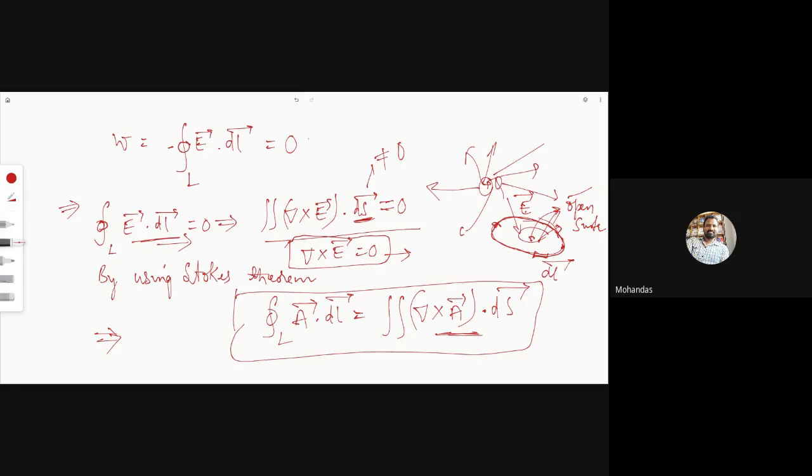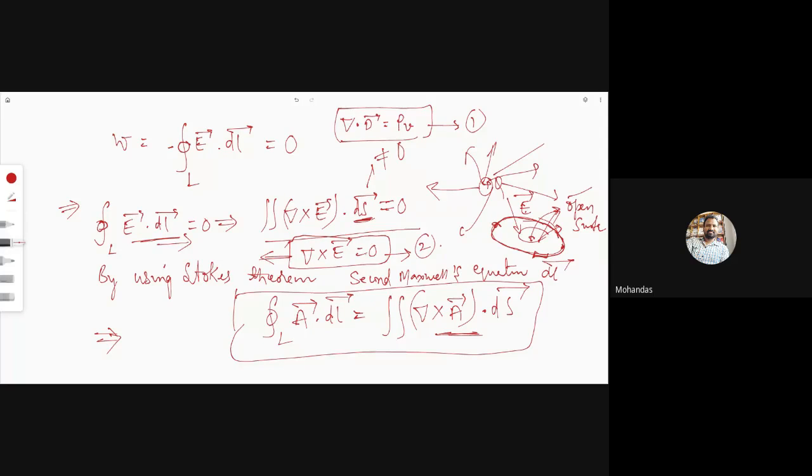Del cross E bar equal to 0 is called Maxwell's second equation. What is Maxwell's first equation? Del dot D equal to rho V. This is Maxwell's first equation and this is Maxwell's second equation. What is the meaning of this del cross? The meaning of this is that the curl of the electric field will be 0.